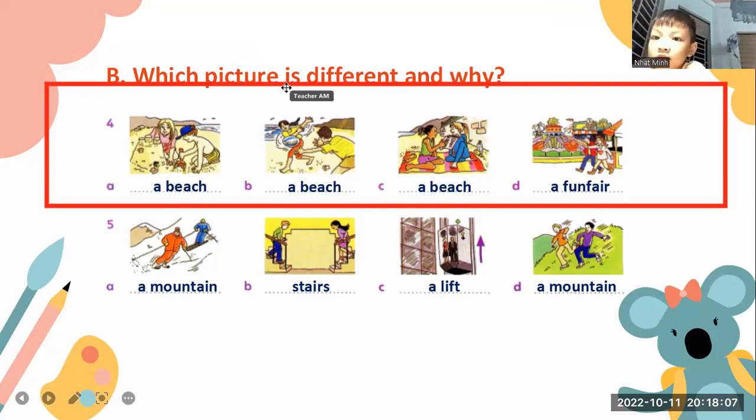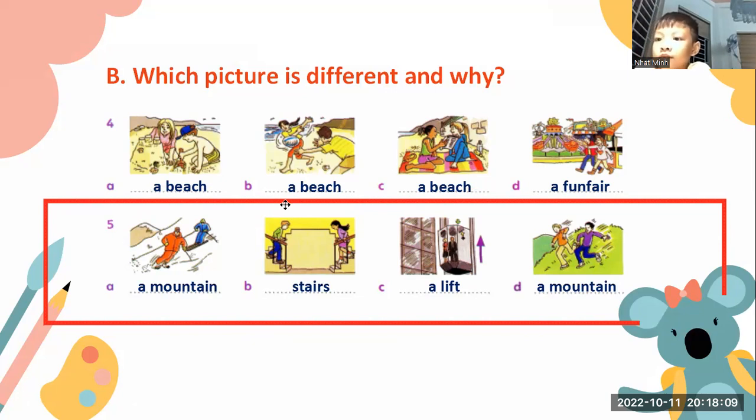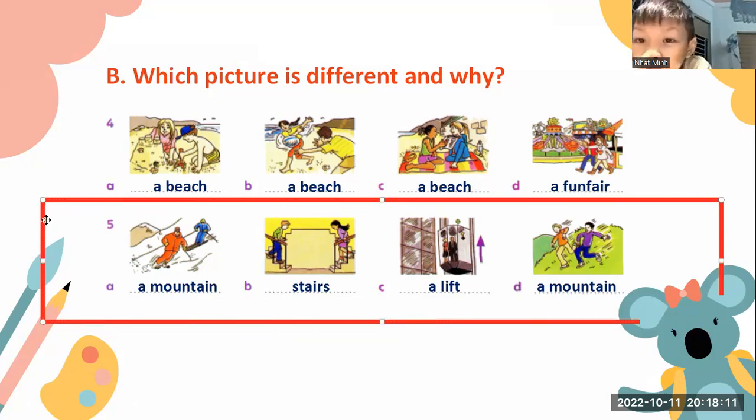Okay, what about picture 5? We have a mountain, stairs, a lift, and a mountain. Which picture here is different and why? It's a lift. A lift, we can go up very fast, but the stairs and mountain, it goes very slow.